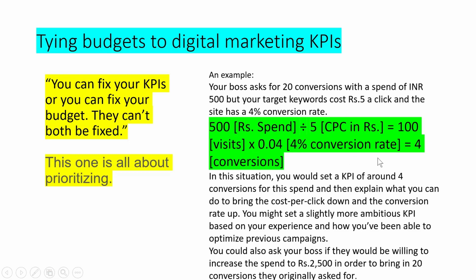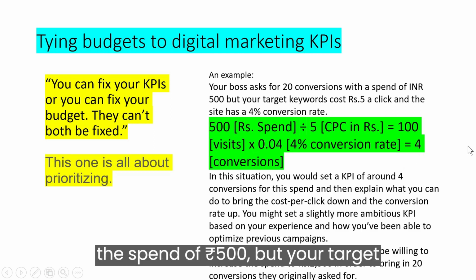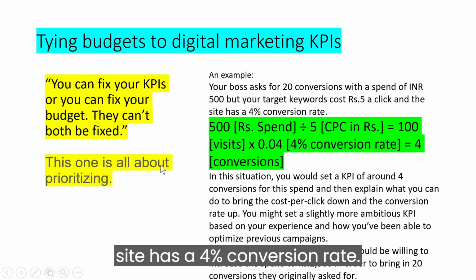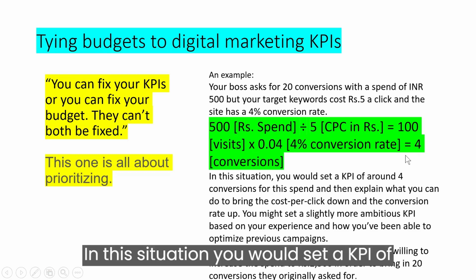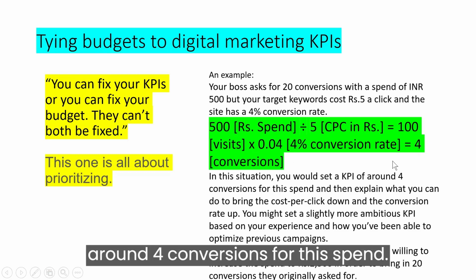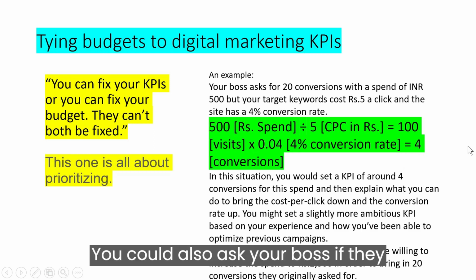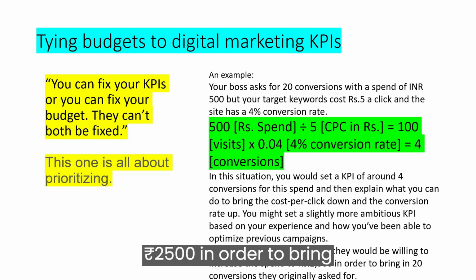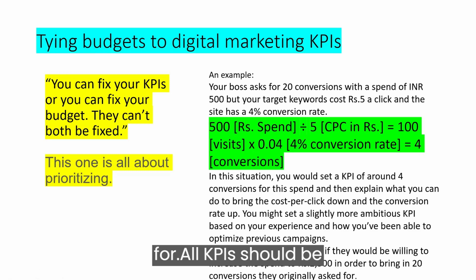Here is an example. Your boss asked for 20 conversions with a spend of 500 rupees, but your target keywords cost 5 rupees a click and the site has a 4% conversion rate. In this situation, you would set a KPI of around 4 conversions for this spend. You could also ask your boss if they would be willing to increase the spend to 2,500 rupees in order to bring in the 20 conversions they originally asked for.